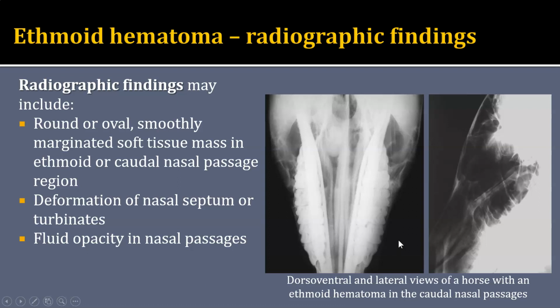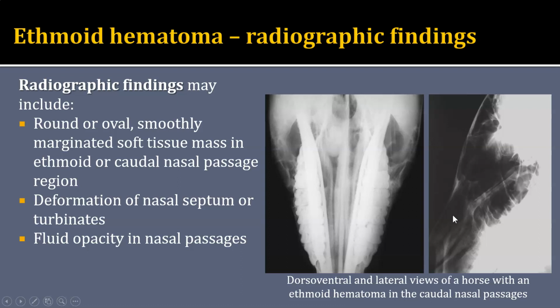On the dorsal ventral view in this patient, one of the radiographic findings that we can look for is a round or oval, smoothly marginated soft tissue mass that is typically in the caudal nasal passage or ethmoid region. So on this dorsal ventral view, the ethmoid turbinates are these osseous lines that are back here. And on the right-hand side, I can see this oval soft tissue mass. It's distorting some of the structures of the caudal right nasal passage. Compare that to the left normal side.